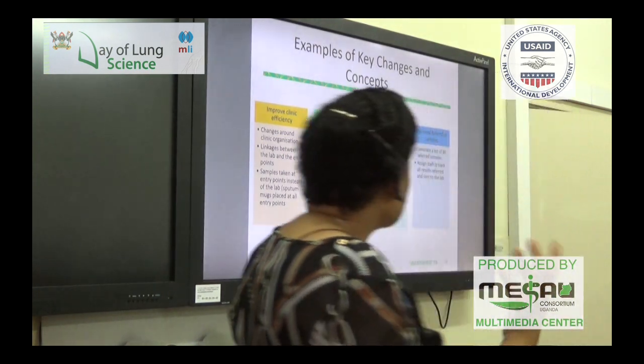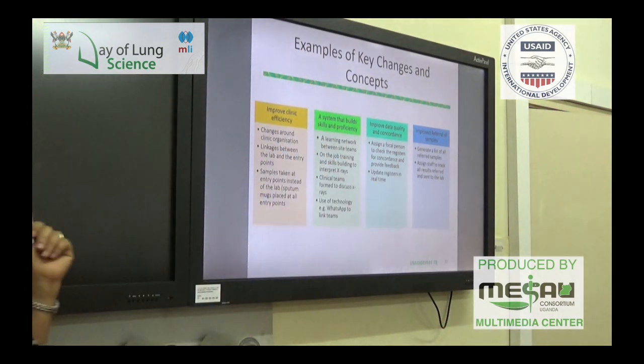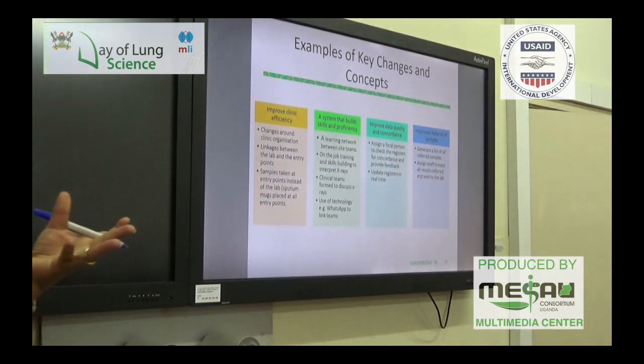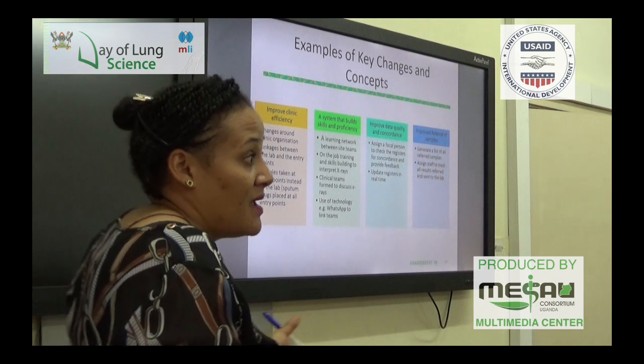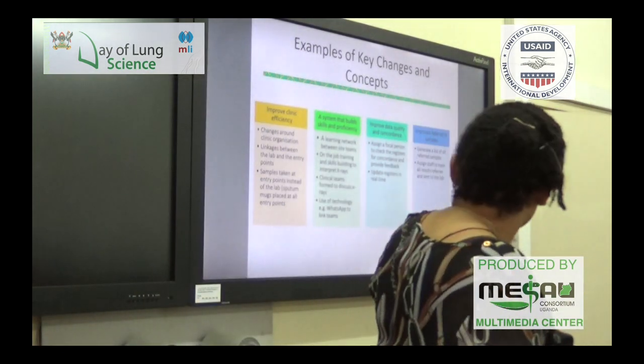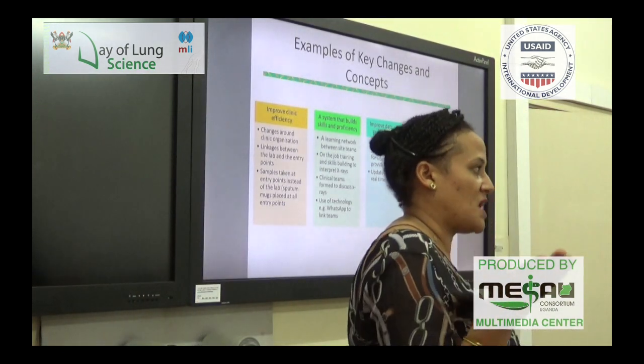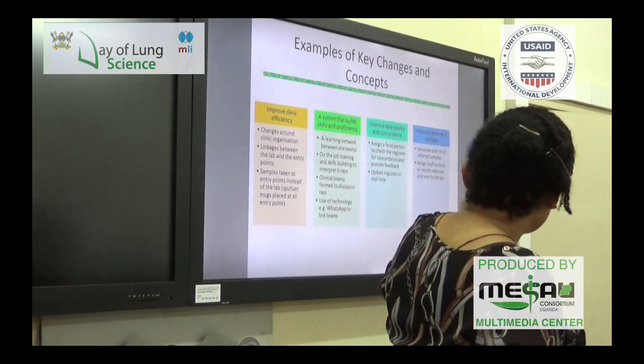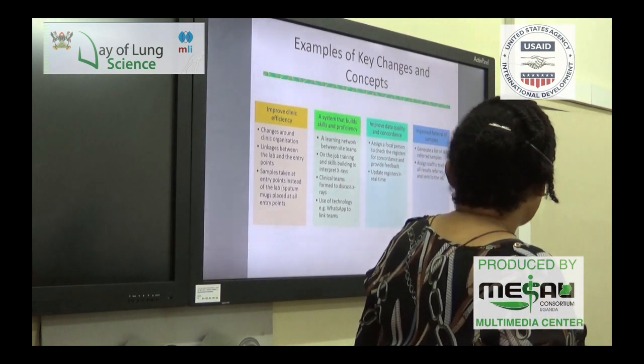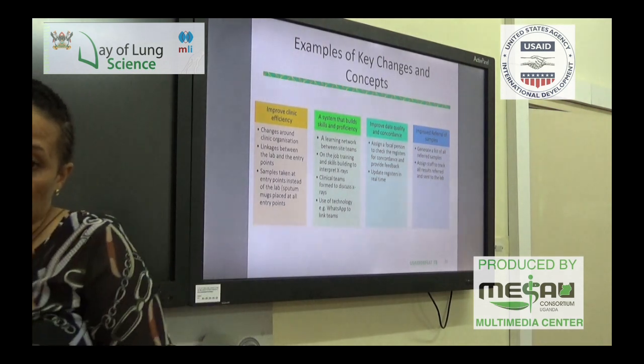We have to improve data quality and concordance. This is very much a big issue, especially with TB. The registers don't speak to each other. And that's why sometimes even just by cleaning data, improving recording, improving concordance, the number of cases goes up. So that's something that we need to work on. And of course, improve the referral of samples.